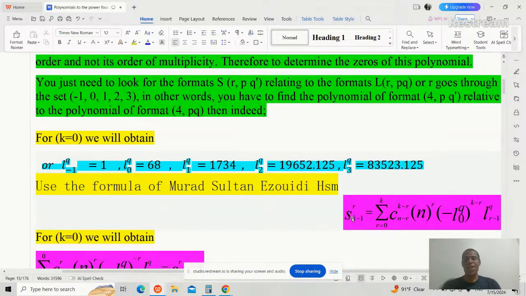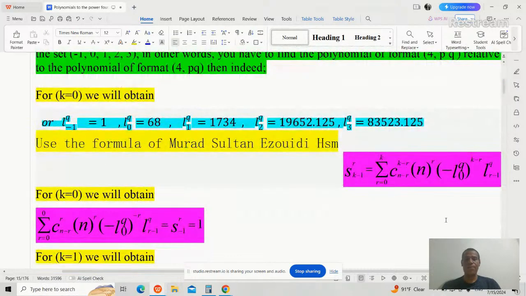I will obtain S0 minus 1, which means S minus 1 equals the sum from 0 to 0. It's written here: combination n minus r choose r, n raised to the power r between parentheses, negative L0 of Q raised to the power negative r times L_{r minus 1} of Q. Of course, learners, L_{r minus 1} of Q can be written as L minus 1 equals 1. L0 of Q equals 68. L1 of Q equals 1734.